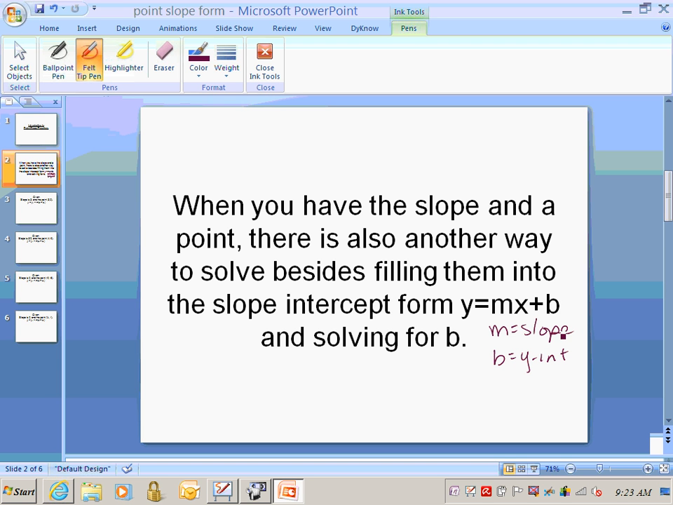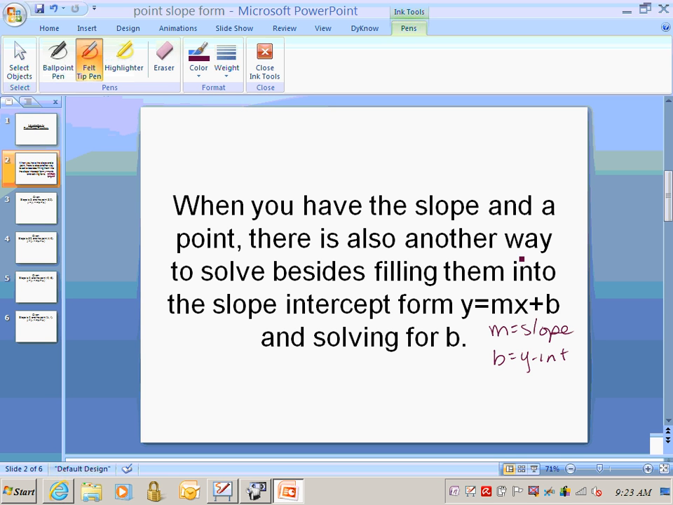Right? So we would basically have everything but the y-intercept: the x, the y, and the slope. Right? So you could fill those in, solve for b, fill the b back in. We went over that, okay? But there's another way to solve, a quicker way to solve. And that's going to be the point slope form.